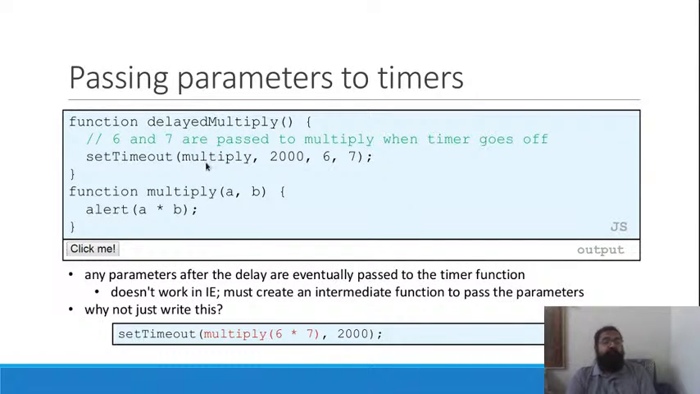setTimeout(multiply, 2000, 6, 7). So multiply will be called after 2 seconds. The function multiply takes two parameters a and b, which does an alert of a times b. So here the 6 and 7 will be the parameters that we pass to the function multiply after 2 seconds, or 2000 milliseconds, of the timeout. Any parameters after the delay are passed to the timer function, and this doesn't work in Internet Explorer, so you must create an intermediate function to pass the parameters.